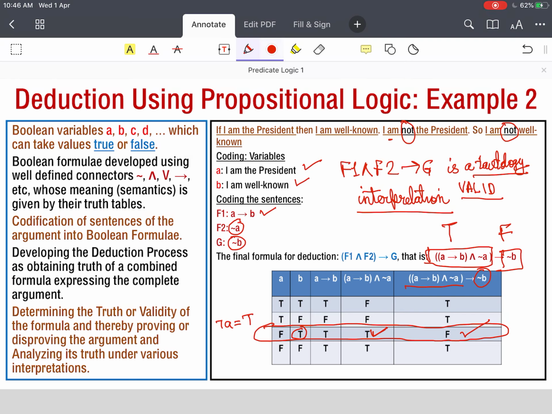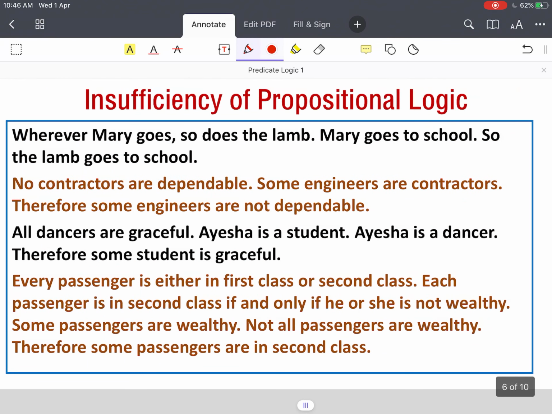So as we see, these are examples of propositional logic. We have done several other detailed and much more complex examples in the earlier classes, but this was just the background for us to move on. Propositional logic, as we know, is not sufficient for modeling many other problems. Here are 4 examples that we are trying to see.